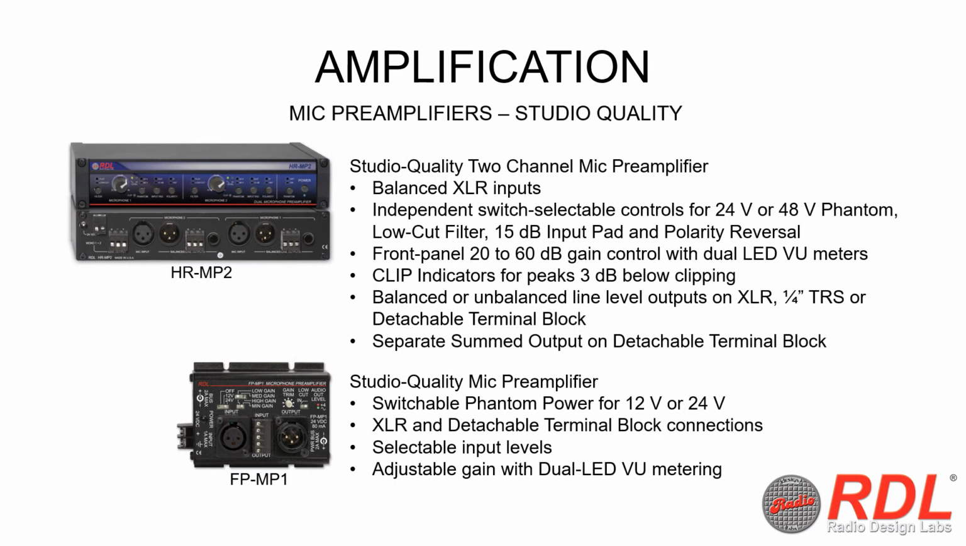We have 2 more studio quality mic preamplifiers available. The HRMP2 is a studio quality 2-channel mic preamplifier. It has balanced XLR inputs, and both channels have independent switch selectable controls for 24 volt or 48 volt phantom with a low cut filter, a 15 dB input pad, and polarity reversal. On the front panel there's gain control that offers 20 to 60 dB of gain with dual LED view meters.